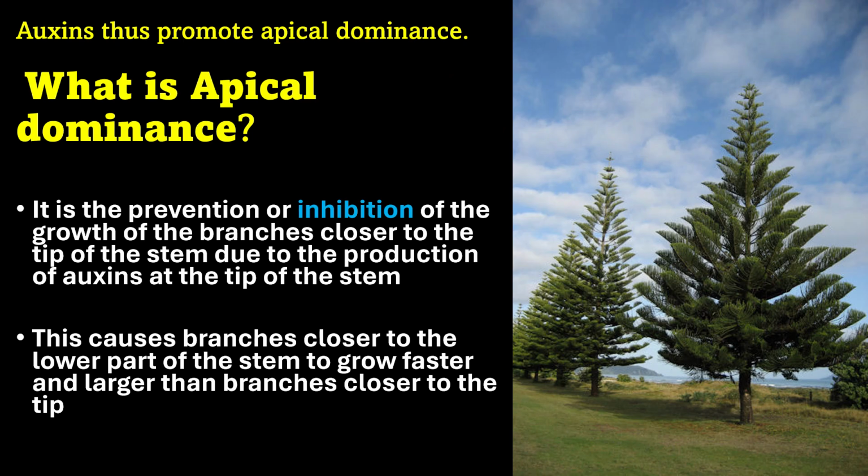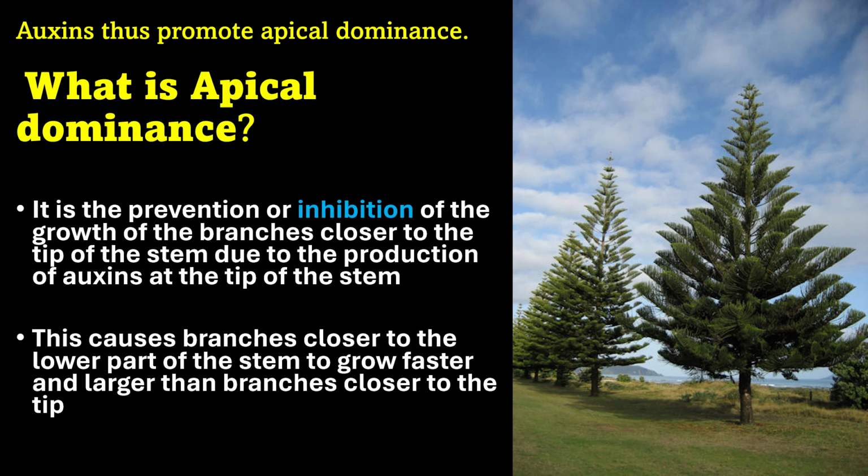So what is happening is that this causes branches closer to the lower part of the stem to grow faster, because auxin is a liquid. It is produced at the tip, but then it flows down under gravity along the stem down to the lower part. In the shoot, a high amount of auxin stimulates growth. The higher the amount of auxin, the faster the growth of the branches.